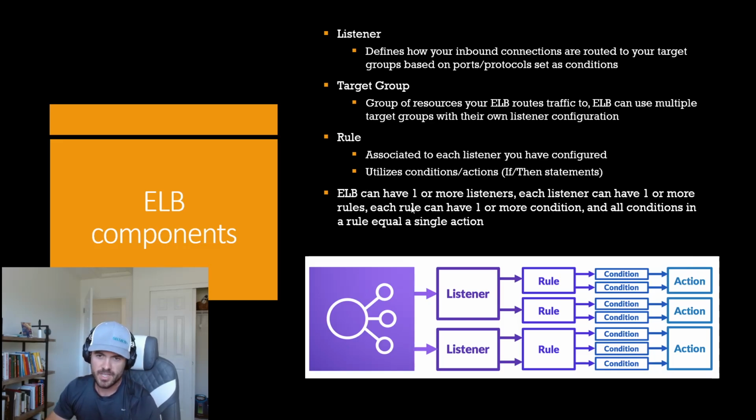So you can have elastic load balancers with one or more listeners. Okay, and you can see we have two listeners here. Each listener can have one or more rules. Okay, so this listener has one rule, this listener has two rules. Each rule can have one or more conditions. Okay. But all conditions in a rule point to a single action. Okay, so you can't have a condition pointing to multiple actions. All right, because you just want each request to end up in one place. All right, so that's kind of the main components of an elastic load balancer.